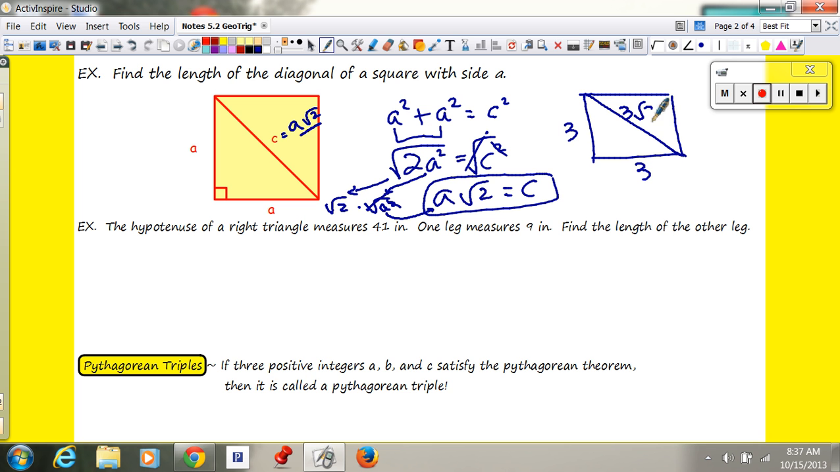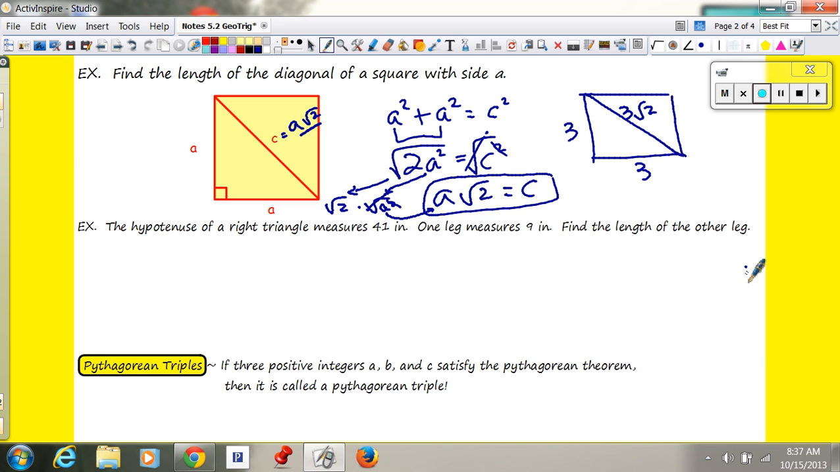3 radical 2. It's going to be whatever the side is times radical 2. Whatever this side is, you're going to take that side and times it by radical 2, because that's what we did here. We took the a's and then multiplied it by radical 2. So you got a radical 2 for that one. Let's look at the next example.